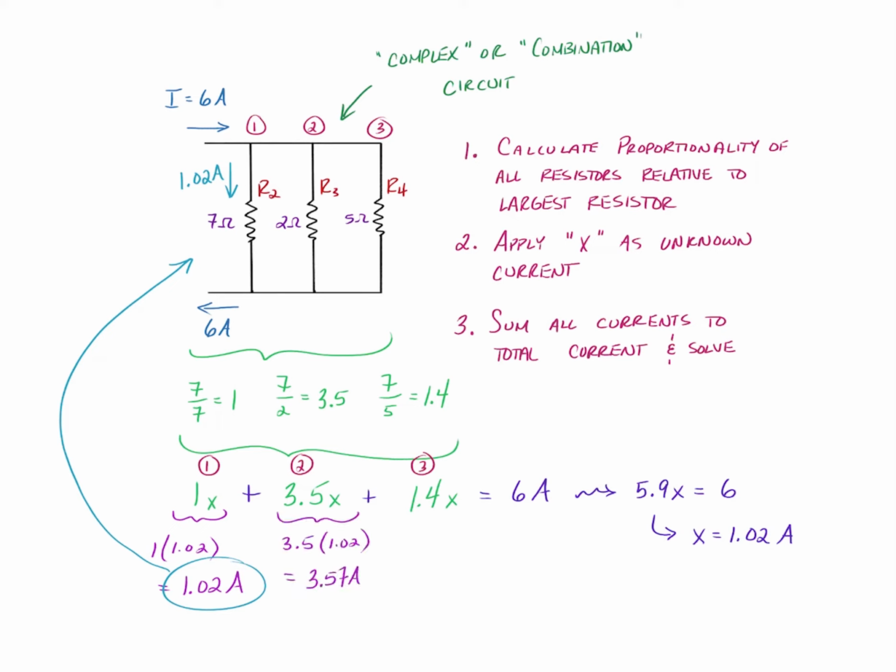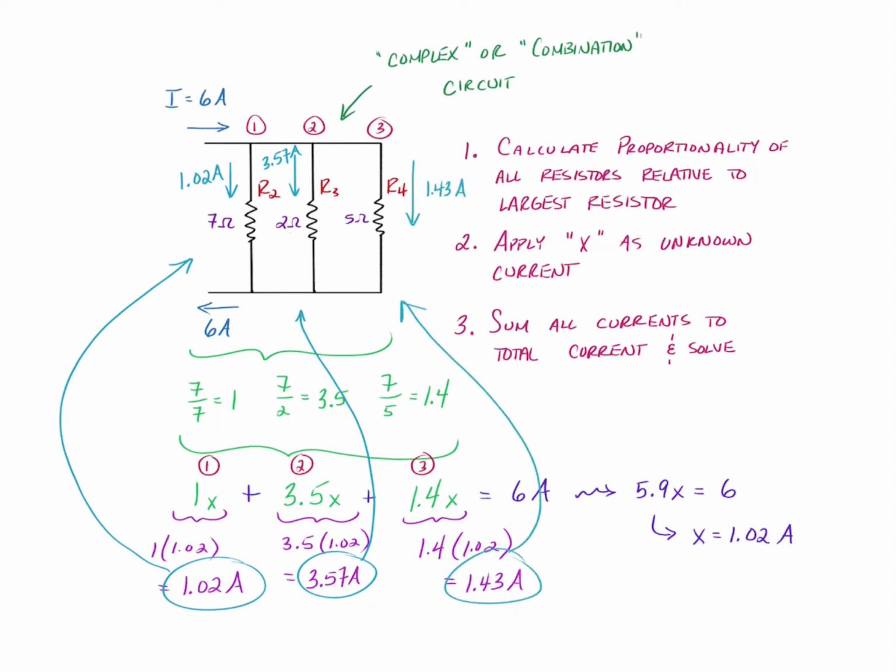To figure out the second branch, it's going to be 3.5 times larger. Since the resistance is 3.5 times lower, I'll have 3.5 times more current. So 3.5 times 1.02, which was what X was, gives me 3.57. So I now know that in the second branch, 3.57 amps of the 6 will pass through that branch. And I can do the same for the final branch. It's 1.4 times 1.02, which gives me 1.43. And I know that 1.43 amps will travel through that third resistor section.